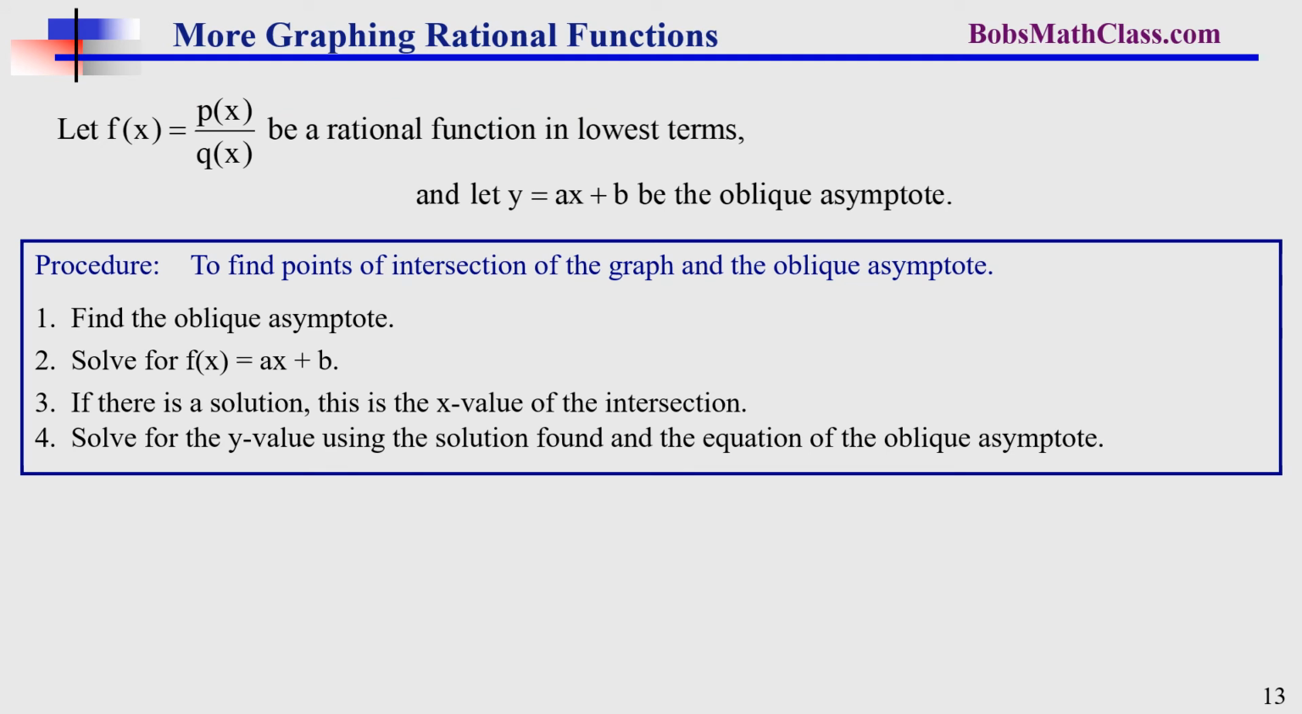All right, so here's our process. It's very similar to the one we did with horizontal. First, find the oblique asymptote. And then we're going to solve for f of x equals ax plus b. So last time we put the function equaling to the horizontal asymptote. This time we're going to put the function equaling to the oblique asymptote. And if there is a solution, that's the x value. Now, to get the y value, we're going to have to solve for the y value using the solution we found and the equation of the oblique asymptote. So it's kind of another step.